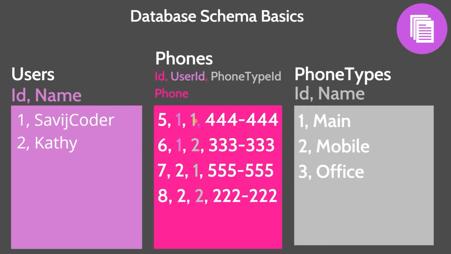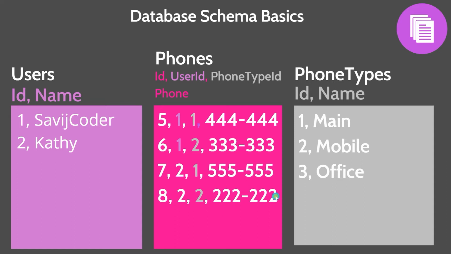Now I had 2 phone numbers, so I just add another row. It gets a unique ID in the phones table because every row needs to have a unique identifier of some type so that we can identify this row. And then it also says that this belongs to user ID number 1, Savage Coder, but this phone type is a mobile. So the data for this phone is the mobile number. And then I did the same thing for user ID 2, which is Kathy. Kathy has a main number and Kathy has a mobile number, and those are the data for those.